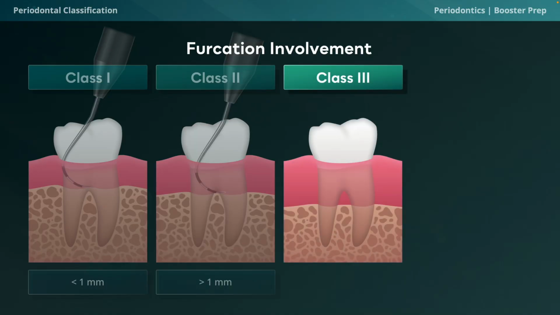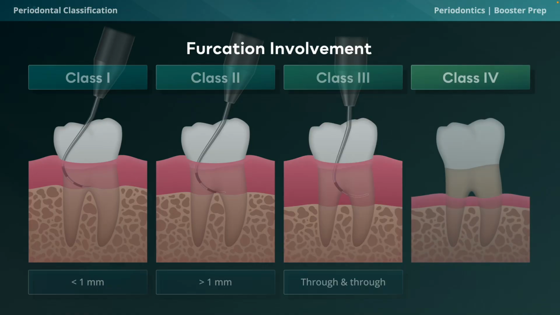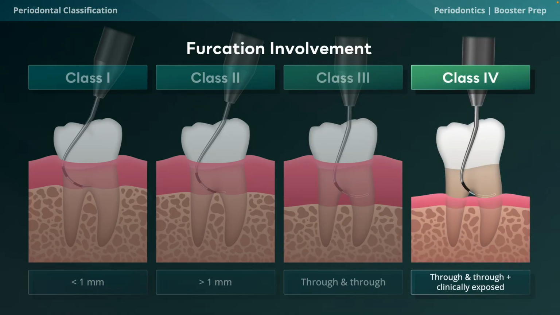Class 3 represents complete bone loss in the furcation area. In this stage, the probe can pass entirely through the furcation. However, the opening remains covered by gingival tissue and won't be clinically visible. Class 4 furcation involvement is similar to Class 3, but the key difference is that the furcation is clinically visible due to gingival recession exposing the opening.